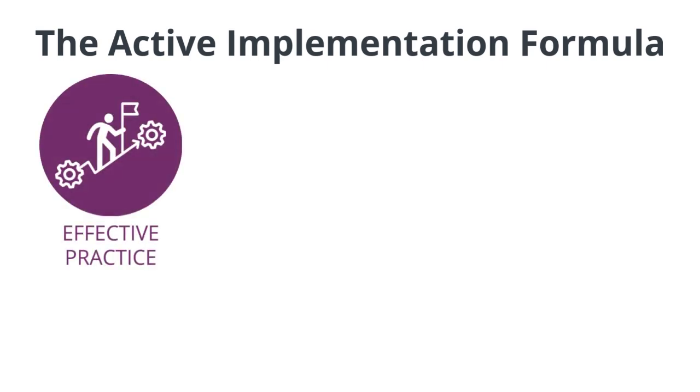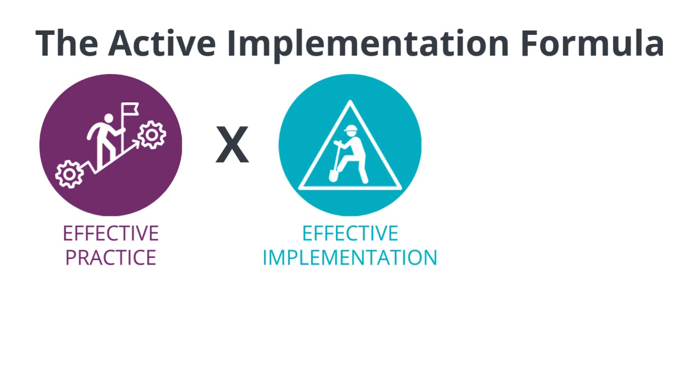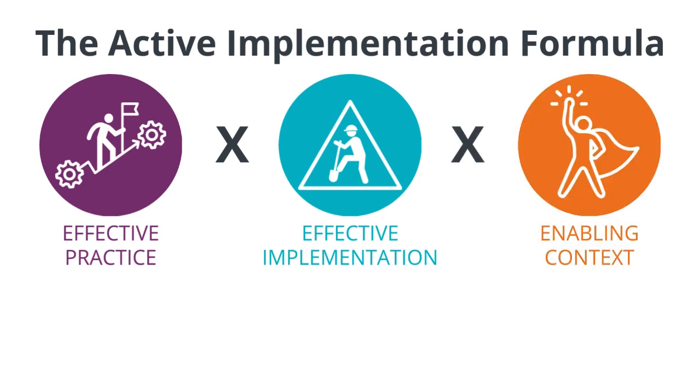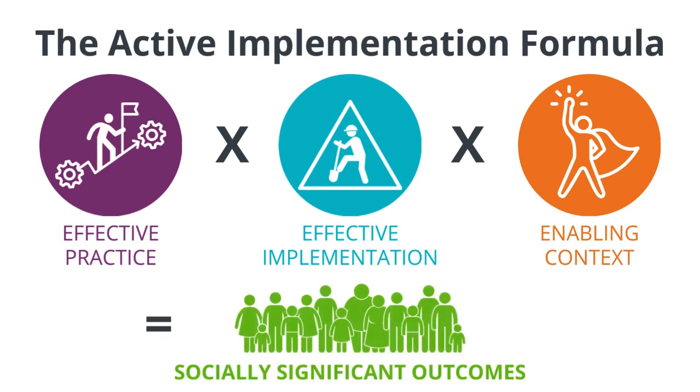There's this thing called the active implementation formula. And the active implementation formula says that if you have got an effective intervention or an effective practice, and you multiply that by effective implementation methods, and you multiply that by an enabling context, then you're much more likely to see socially significant outcomes. It's a well-known formula that's been around in the implementation world for a long time.